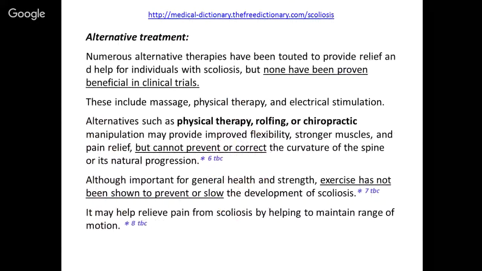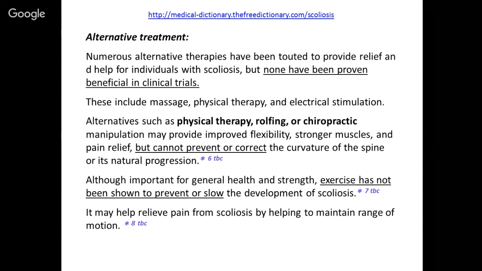And alternative treatments, according to the medical dictionary: numerous alternative therapies have been touted to provide relief and help for individuals with scoliosis, but none, I underline this, none have been proven beneficial in clinical trials. These include massage, physical therapy, and electrical stimulation. Alternatives such as physical therapy, rolfing, or chiropractic manipulation may provide improved flexibility, stronger muscles, and pain relief but cannot prevent or correct, again, I underlined that, the curvature of the spine or its natural progression. So we're going to discuss that in more detail from the holistic structural alignment therapy perspective.